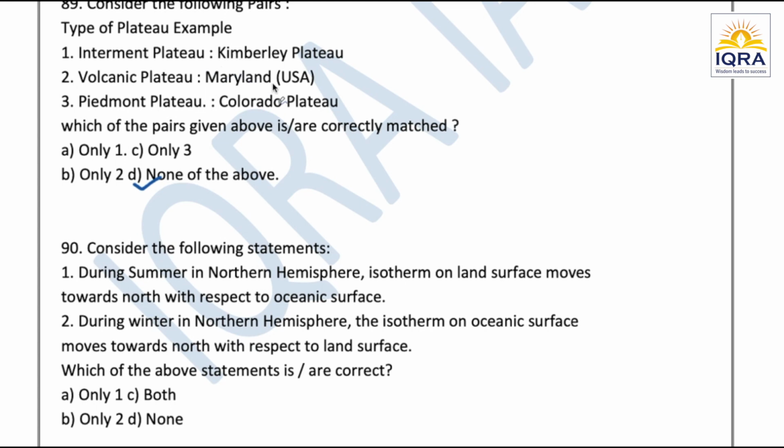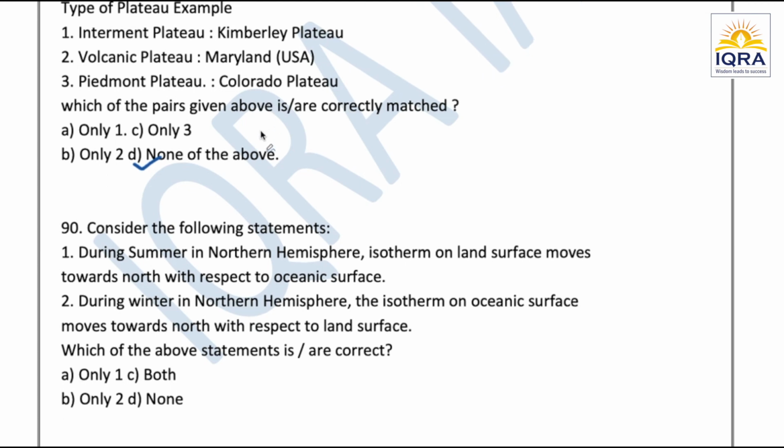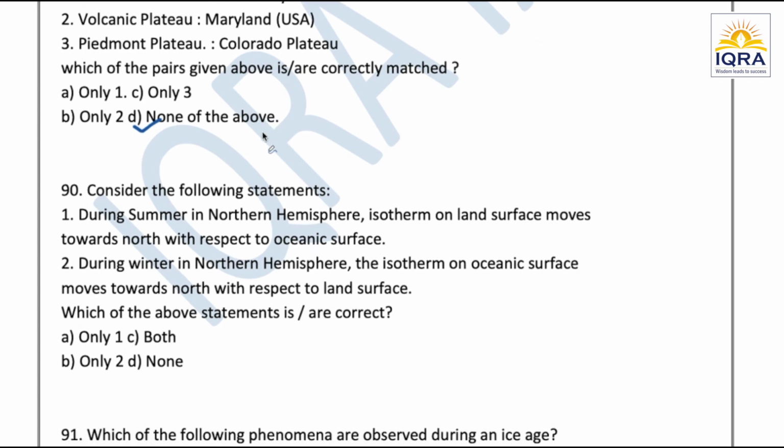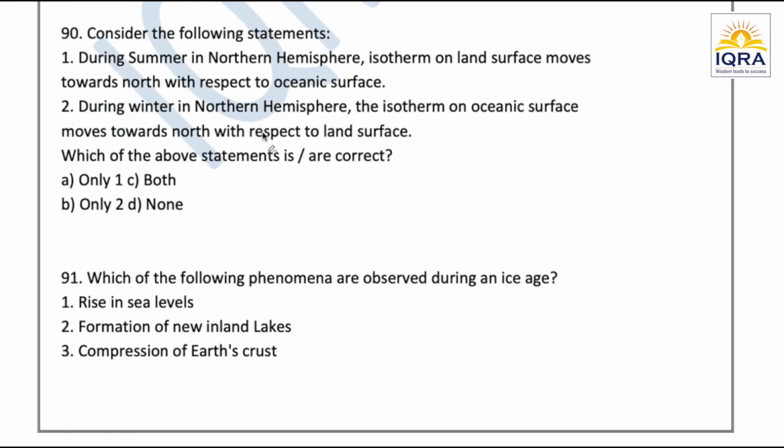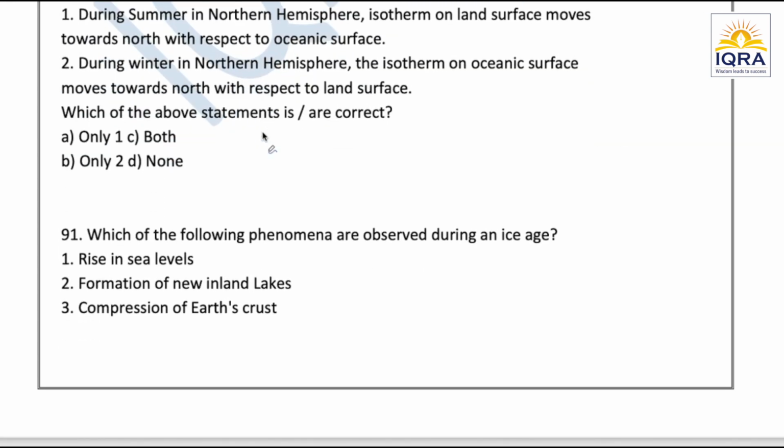Piedmont Plateau, which is a Maryland, जो कि USA में present है. See, Piedmont is a plateau region located in the eastern US and it is situated between Atlantic coastal plain and Appalachian mountains, right? Hence, all the options, मतलब जितने भी ये matches दिए हुए हैं, all of them are incorrect, right? Hence, D is the correct answer for this question. Moving on to the next question, question number 90.